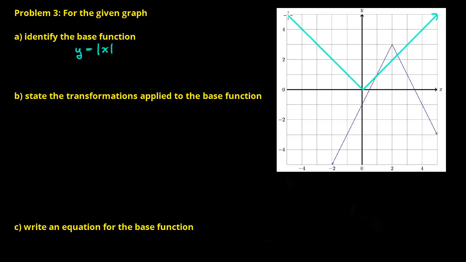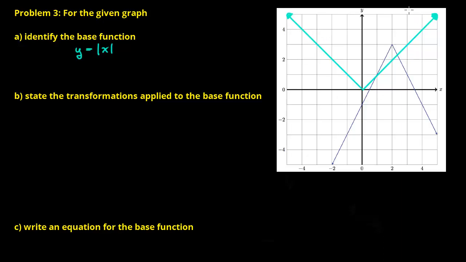It's symmetrical about the axis x equals 0. It has a vertex at 0, 0. And for x greater than 0, it is the line y equals x. For values that are less than 0, it follows the line y equals negative x.